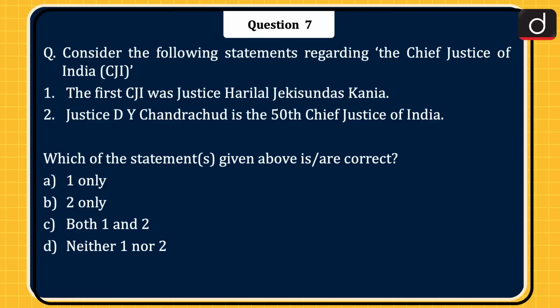Next question is, consider the following statements regarding the Chief Justice of India or CJI. 1. The first CJI was Justice Harilal Kania. 2. Justice D.Y. Chandrachud is the 50th Chief Justice of India. Which of the statement or statements given above is or are correct? 1 only, 2 only, both 1 and 2, or neither 1 nor 2? The correct answer is option C, both 1 and 2.